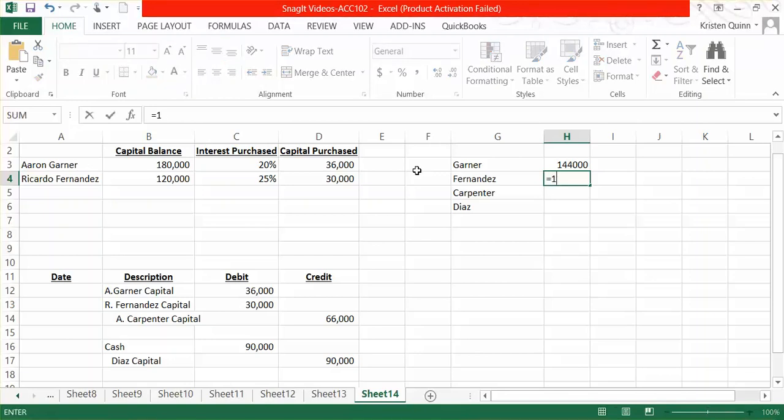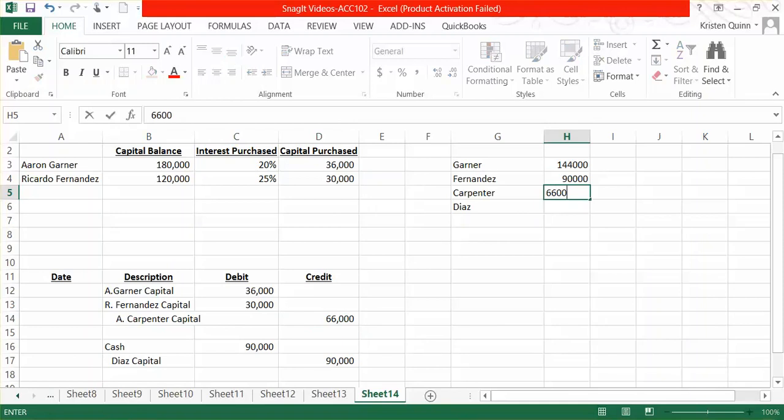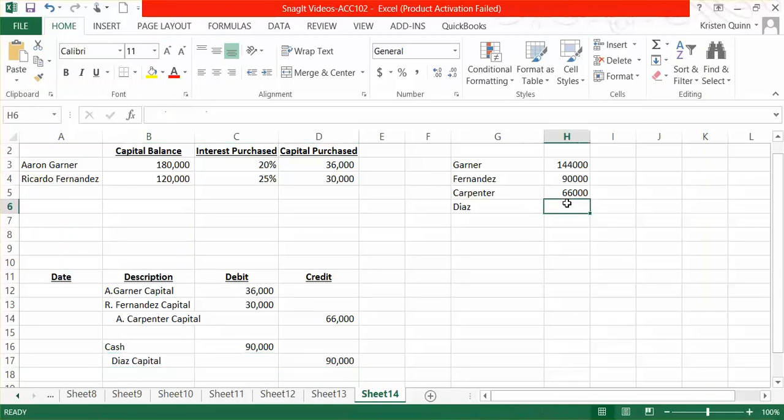Similarly, Fernandez started with $120,000 in capital, but sold $30,000 worth to Carpenter. Therefore, Fernandez has a $90,000 balance in their capital. For Carpenter, we credited the Carpenter capital for the total that was purchased of $66,000, making Carpenter's balance now $66,000. And we credited Diaz capital for the $90,000. Therefore, their capital balance is $90,000.